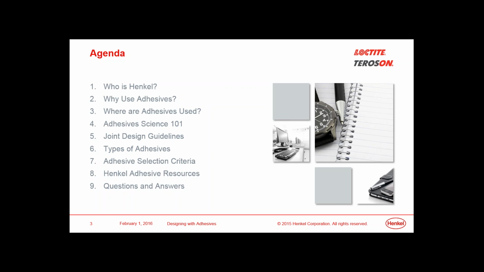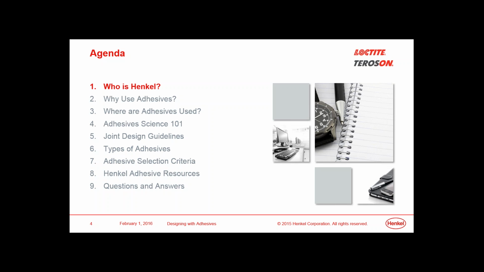And then we'll segue over to Daryl, and he'll continue with different joint designs, the types of adhesives that are available in the market for you as options to design your assemblies with, and then certain types of criteria that one would go through to select the proper adhesives for their assembly. And then also just give you some helpful adhesive resources that Henkel has out there to make your selection process and design process easier. And then again, we'll open up for questions and answers.